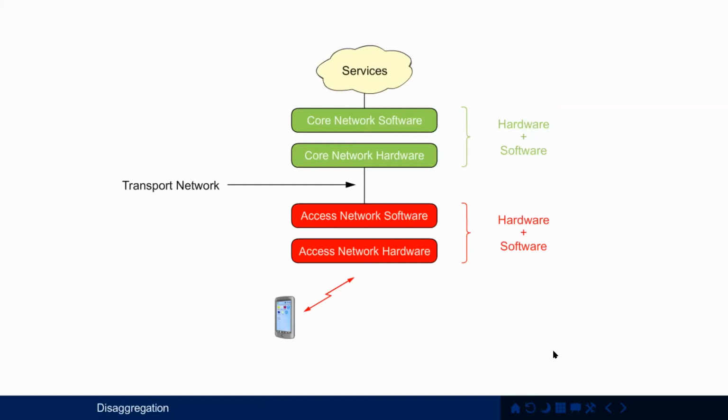So if we just have a quick look at the generic structure of a mobile network, we've got the radio access network shown in red at the bottom. We've got the core network in green at the top, and connecting the two, we've got a transport network. But we're just simply going to focus on the radio access network.